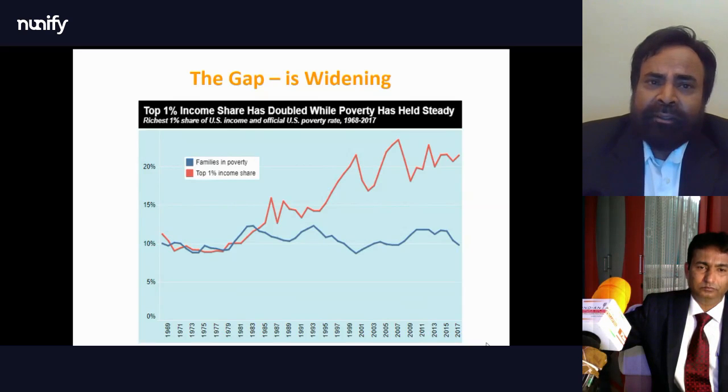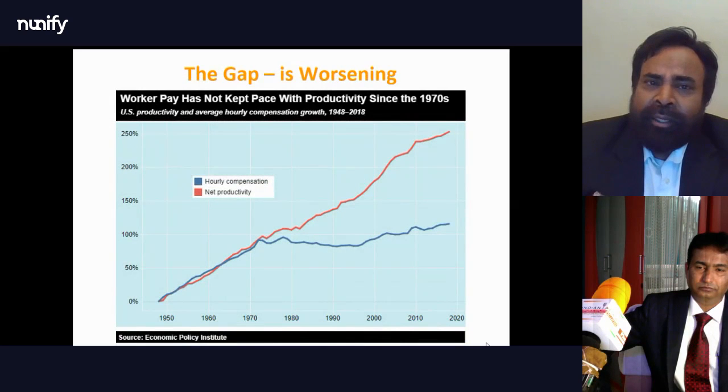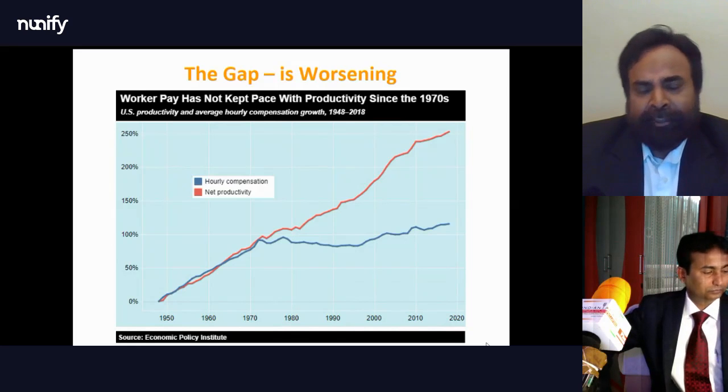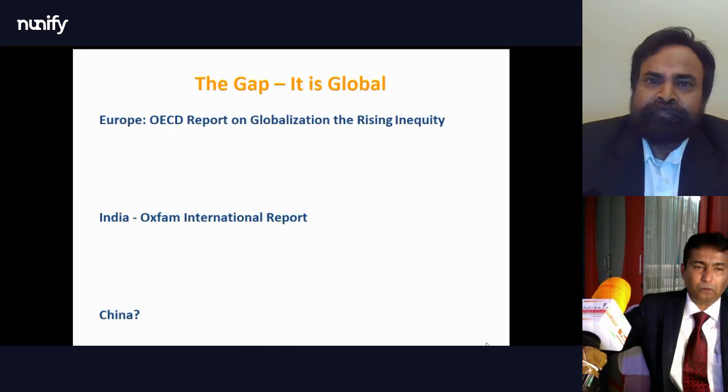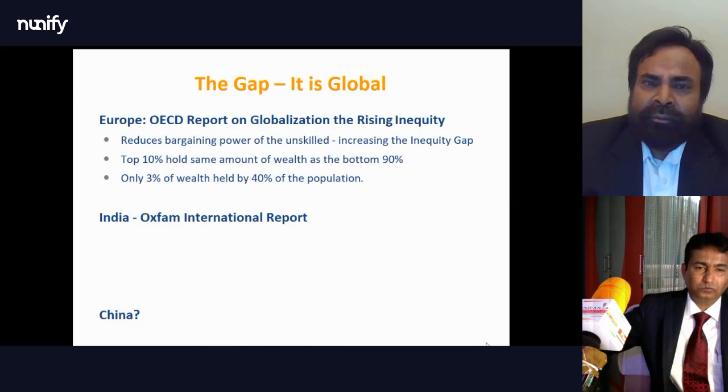Top 1% income share has doubled, right? And also, it's not only growing, it's getting worse. You can see the productivity is going up, but the labor costs are not going up. And that is also not a good thing. So we need to take these pain points into account before we start building things, whether it's smart cities or smart villages. So the gap is not just in the United States, but it's also in Europe.